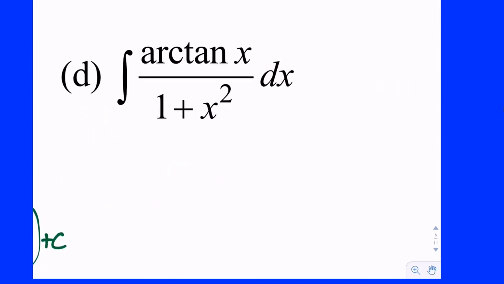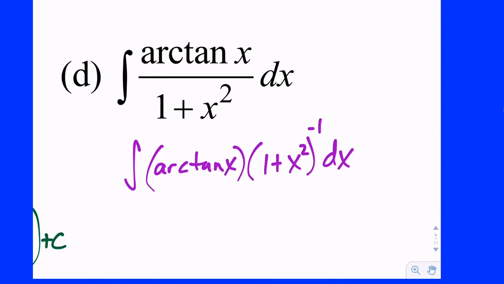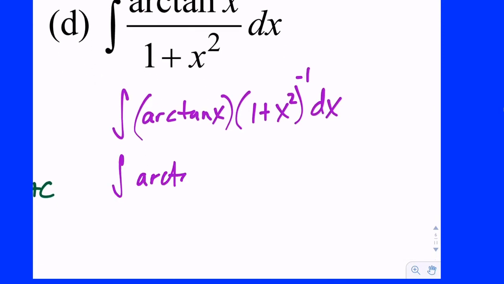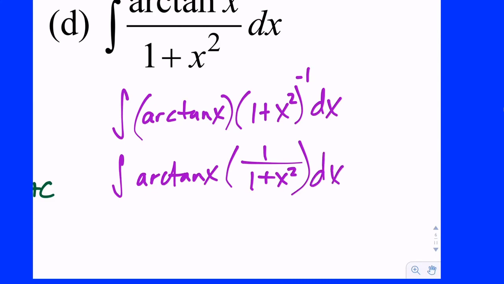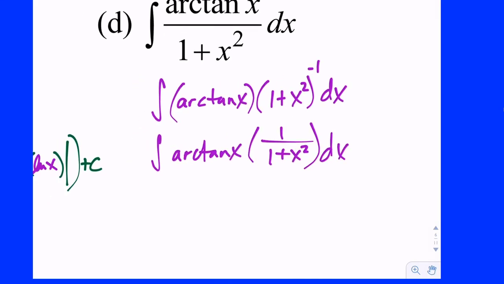Ooh, this one looks good. Try it. Don't forget your dx.